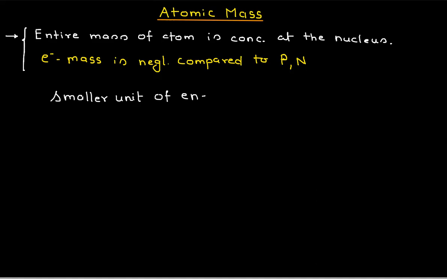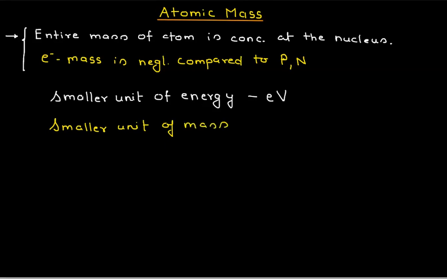What was it? Electron volt. Electron volt. Okay. Similarly, in this chapter, we will be talking about a smaller unit of mass. Do you know it already? AMU. Atomic mass unit.